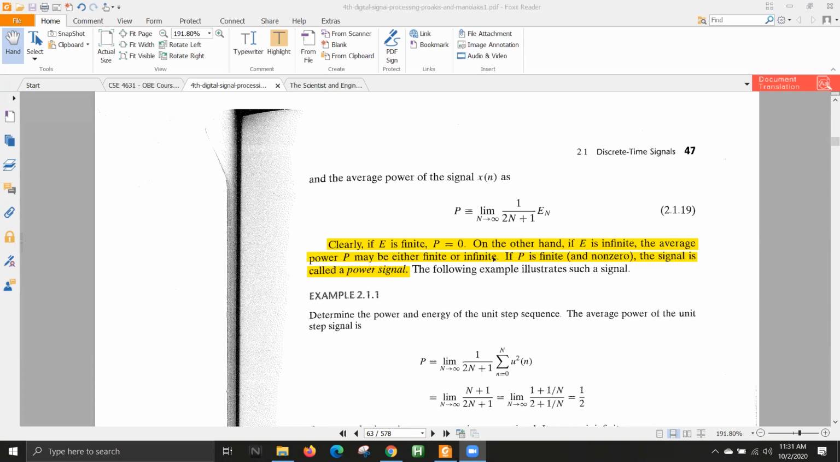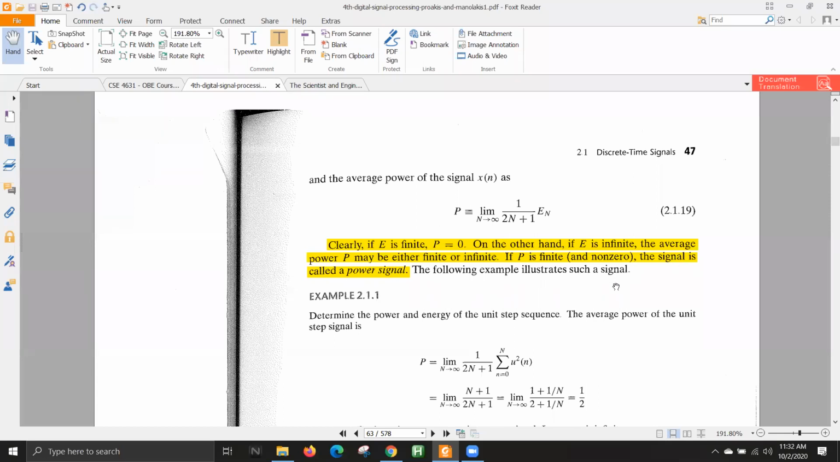finite or infinite, and if p is finite, then the signal is called a power signal. Otherwise it is neither an energy signal nor a power signal. We actually don't know what that kind of signal will be called. A signal whose energy is infinite and whose average power is also infinite has not been given any name here. But if the average power is finite, then we have a name for that. It is called a power signal.